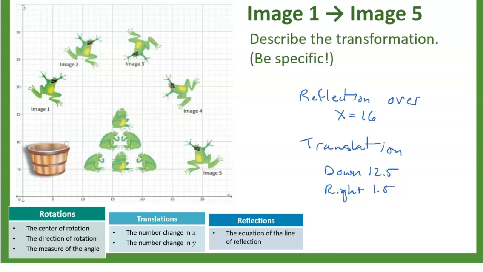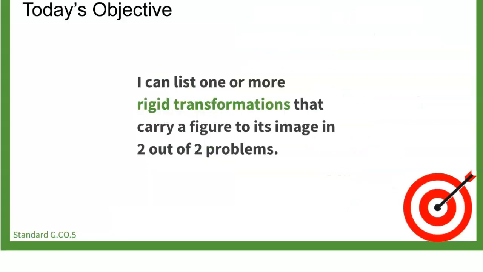So great work on those. Those were super hard. Feel free to play around with the frog, see if you could get the frog moved into different other places, maybe from different images, like from 2 to 4 or from 1 to 3. Feel free to play around with those as much as you want. And that brings us back to today's objective. I can list one or more rigid transformations that carry a figure to its image in 2 out of 2 problems.